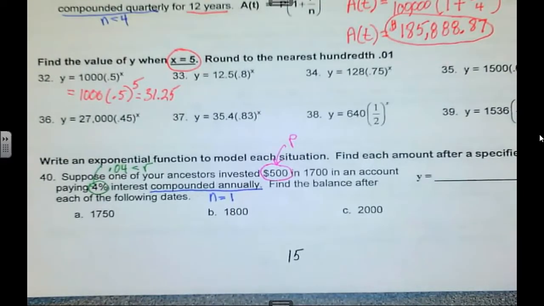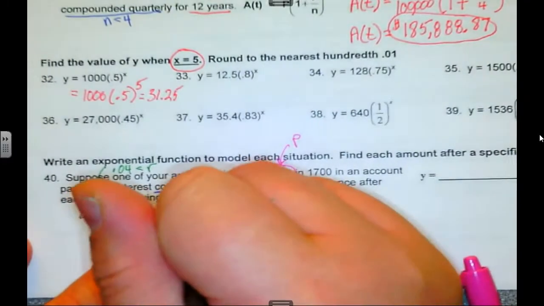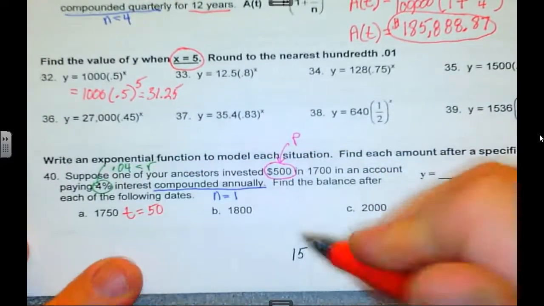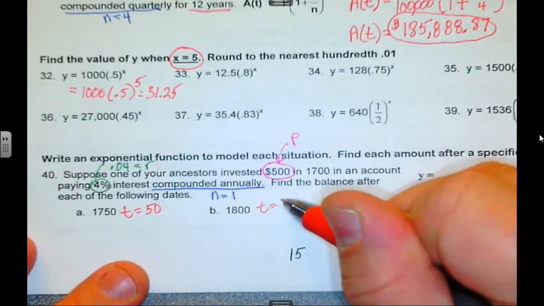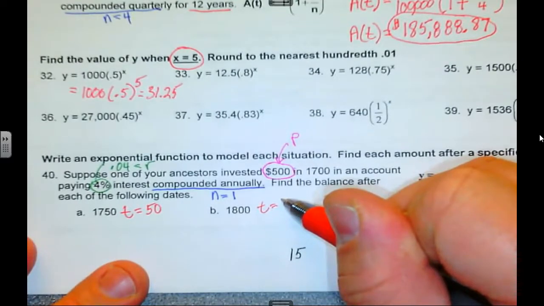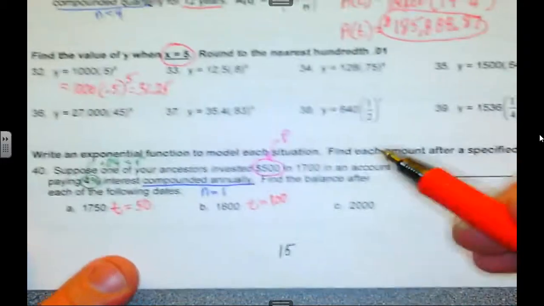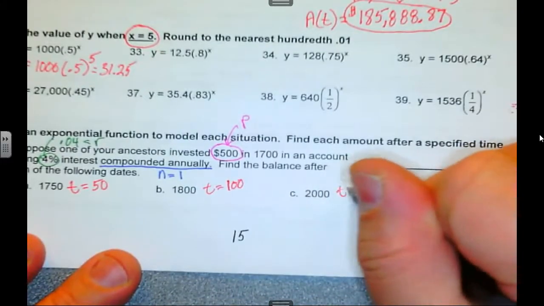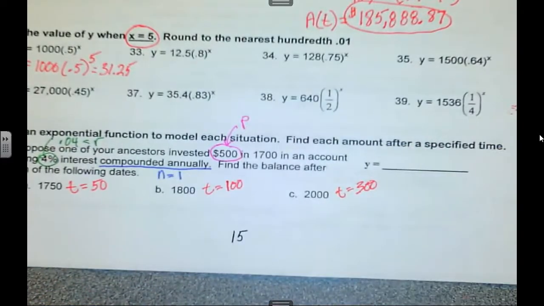1750. So what's my T? What year did they start this account? 1700. So they want me to find it in 1750. So what's my T? 50 years. See how that works? How about 1800? 1800 minus 1700? 100. And T equal 300.